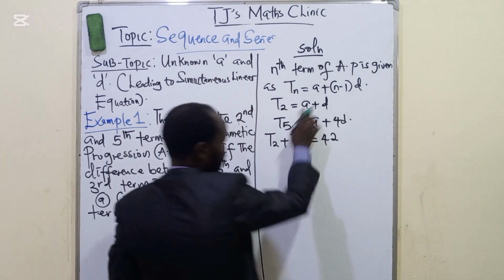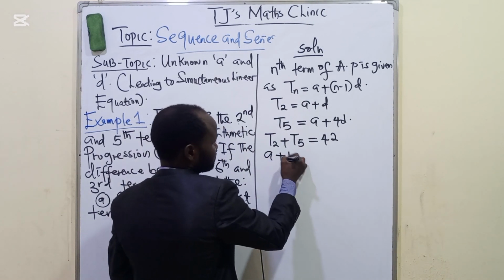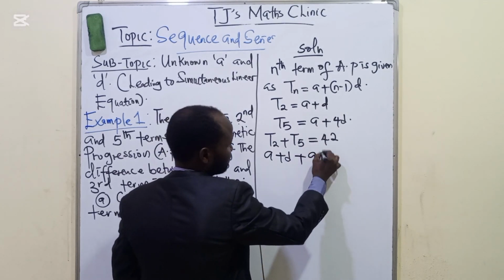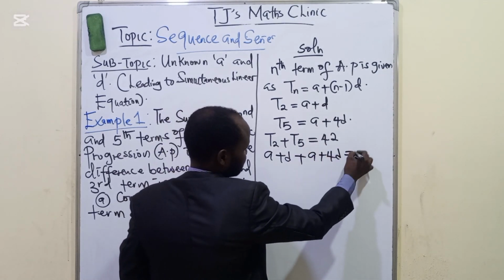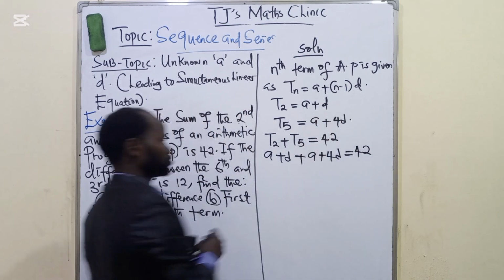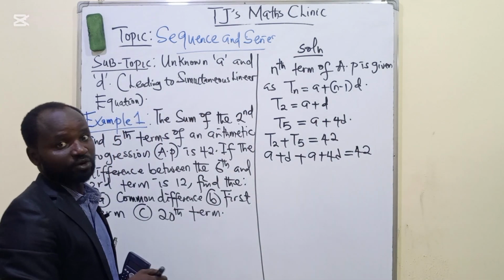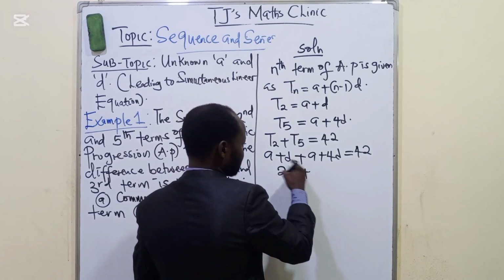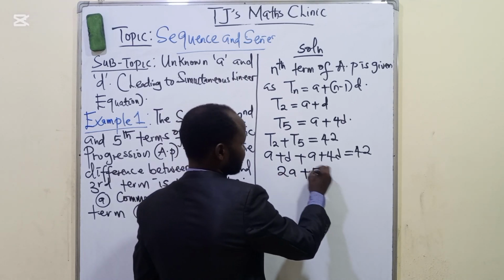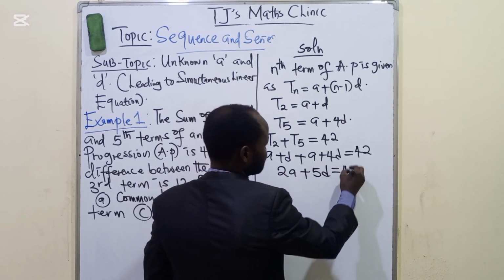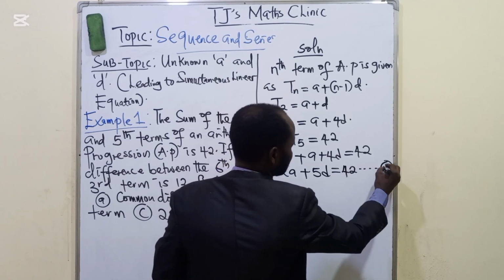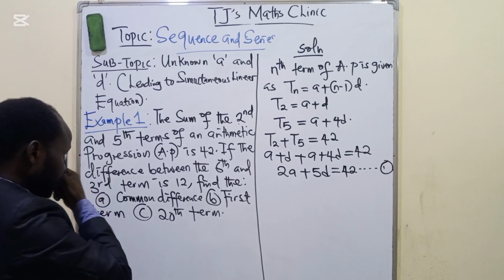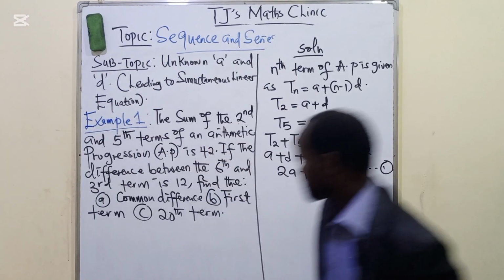In place of t2, we can put a plus the common difference d, plus the fifth term, which is a plus 4d. Of course, it must be equal to 42. So let's work on this to get our equation 1. a plus a, that's 2a, plus d plus 4d, that will be 5d, equals 42. This is now our equation 1. Very important.